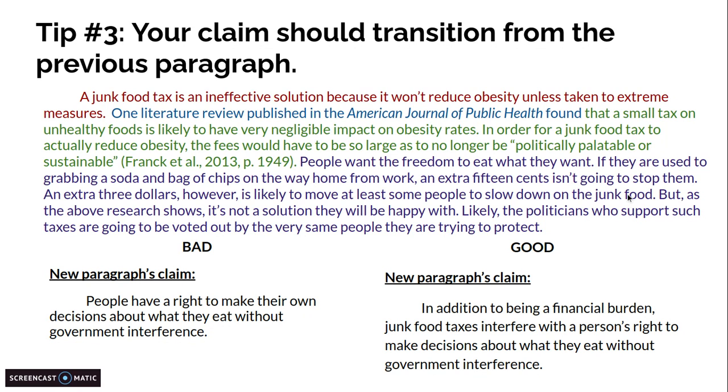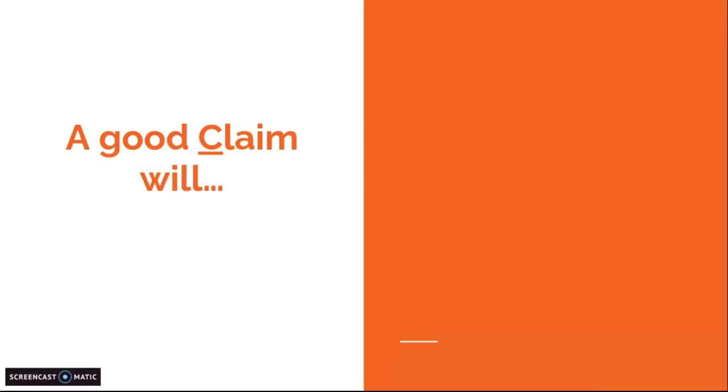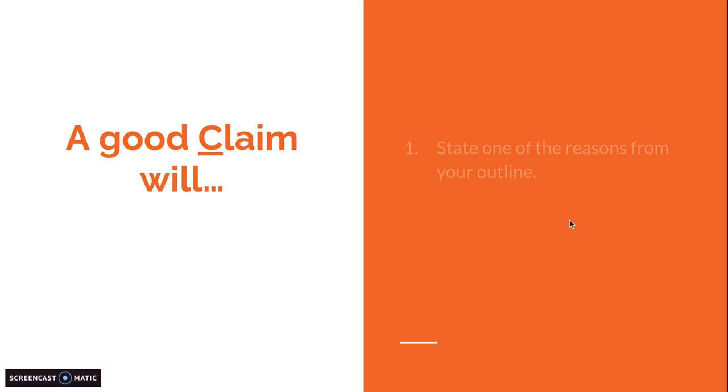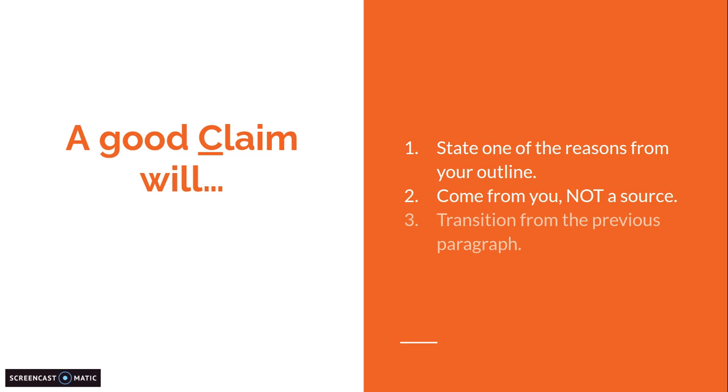So this video has covered 3 tips to make better claims, and to sum it up, a good claim will state one of the reasons from your outline, right? Use your outline, it's a tool, you want to use it for a reason. A good claim will come from you, not a source, right? Don't go mentioning your sources in your topic sentences. And finally, a good claim will transition from the previous paragraph, generally by just summing up or mentioning the ideas from the previous paragraph.